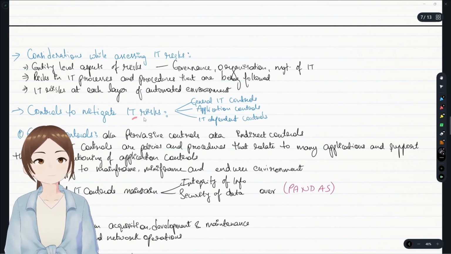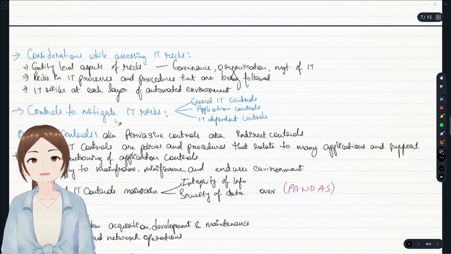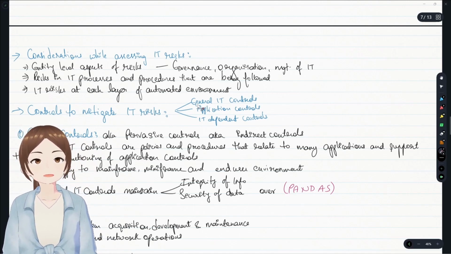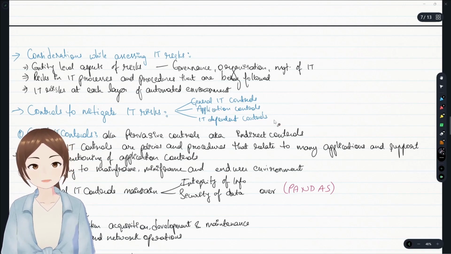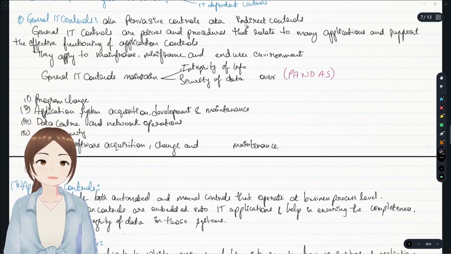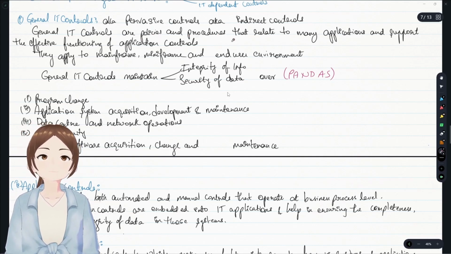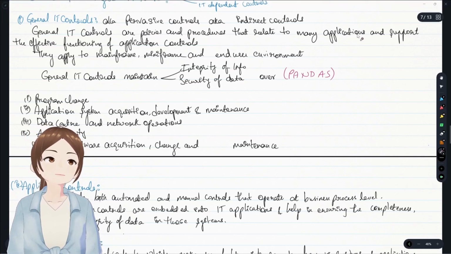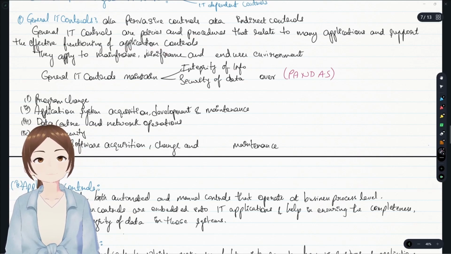Whenever there's IT, there's risk. Whenever there's a risk, you have to respond and then mitigate that risk. How do you do that? General IT controls, application controls, and IT dependent controls. General IT controls are also known as pervasive controls or indirect controls. They are policies and procedures that relate to many applications and support the effective functioning of application controls.